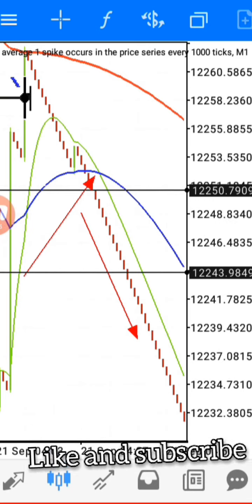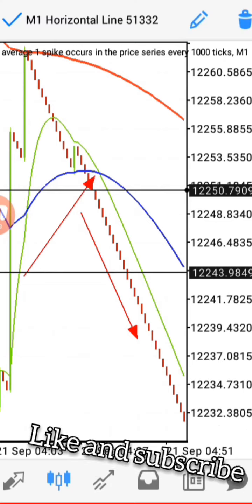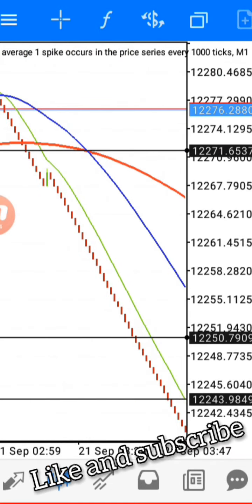This is 10 candles. So we'll have closed the market on this second horizontal line, taking our 10 candles. Let's look for another opportunity.